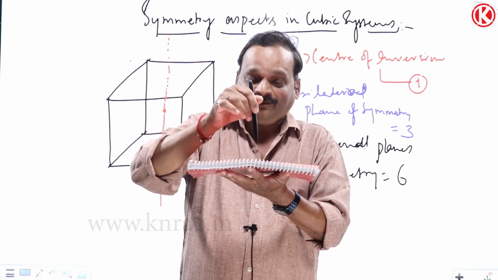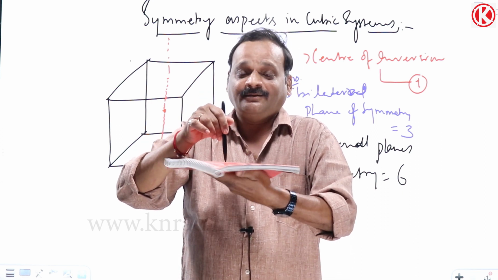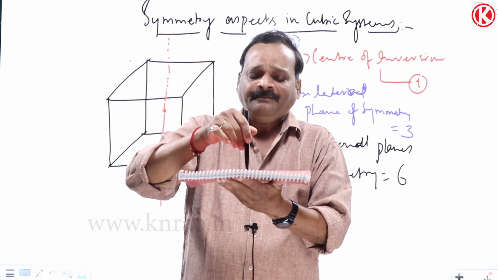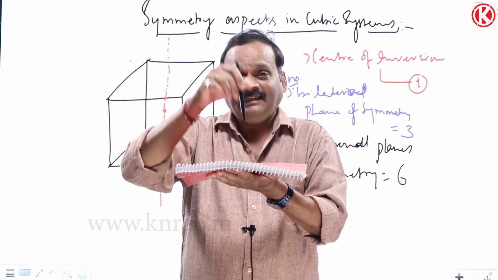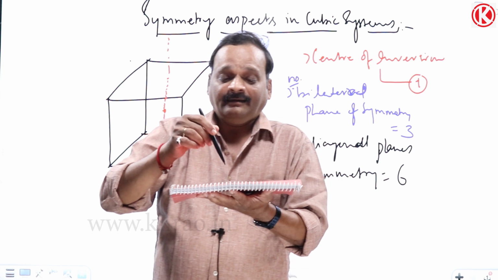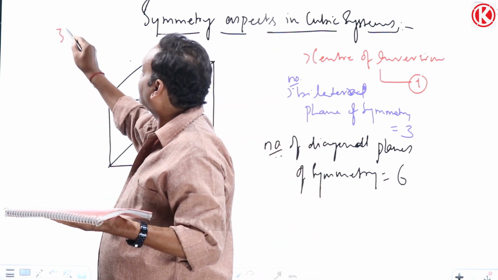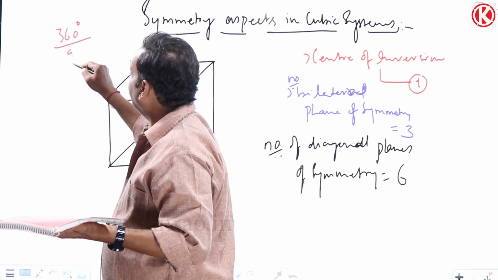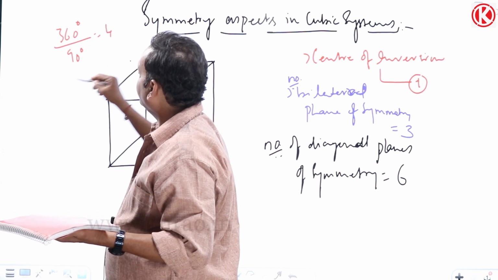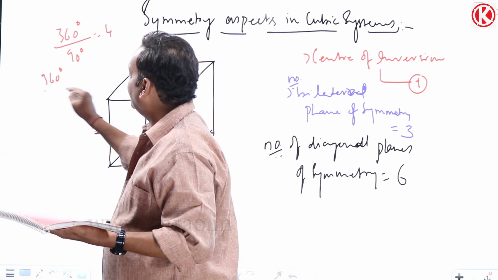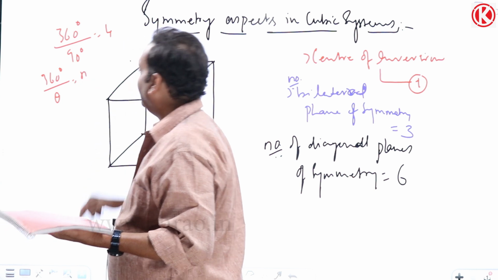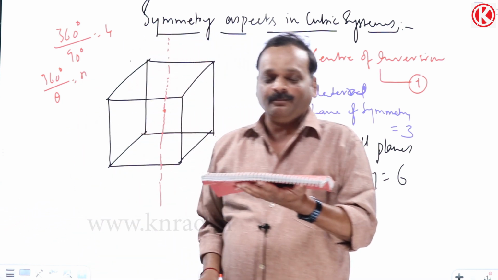You have to rotate exactly through 90 degrees only, either towards left or right. What happens? The cube appears the same as before. Now 360 degrees by 90 degrees is equal to 4. That is, 360 degrees by theta equal to n. I'll write one formula here.